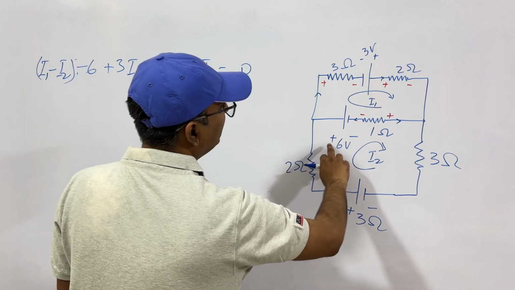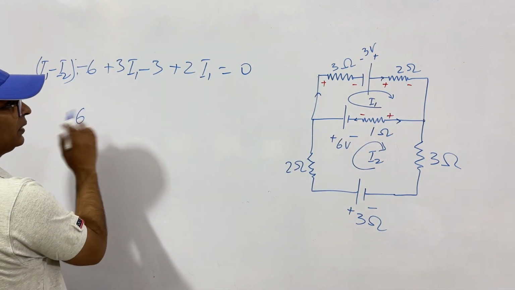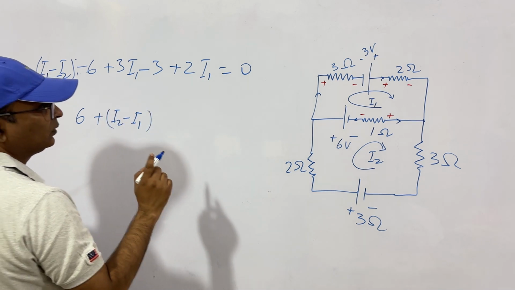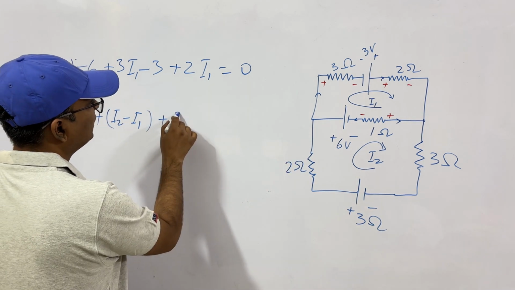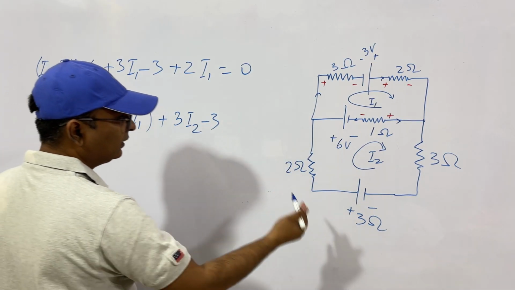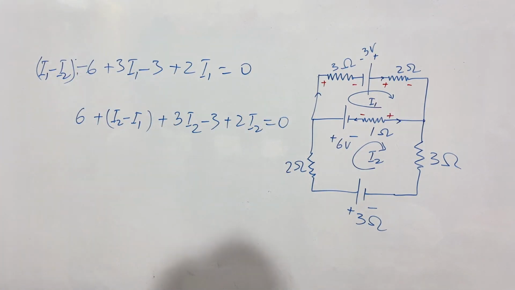Now second loop. Let's start from here. Here we will take I2 minus I1 as the current on this side. So 6 volts plus 2 minus, then I2 minus I1 into 1. Then I2 into 3. Then here minus 2, so this is minus 3, then I2 into 2. This is the second loop.